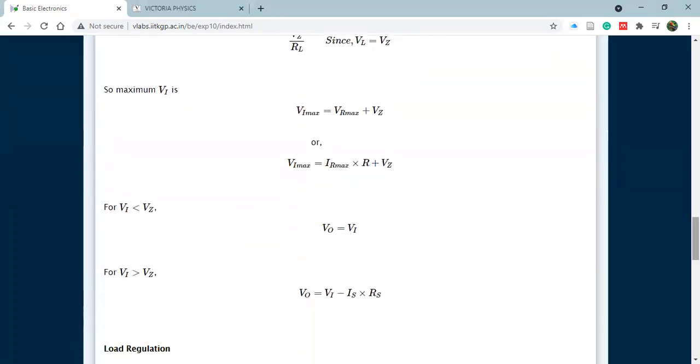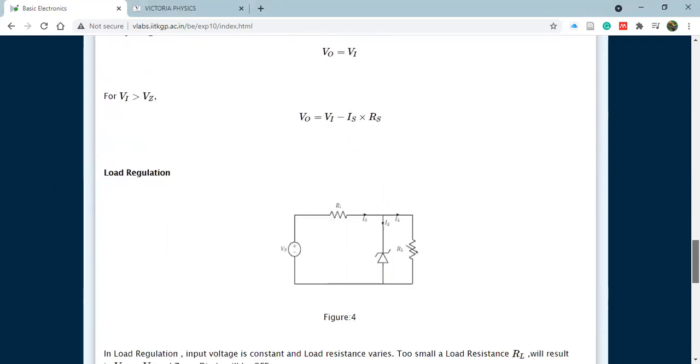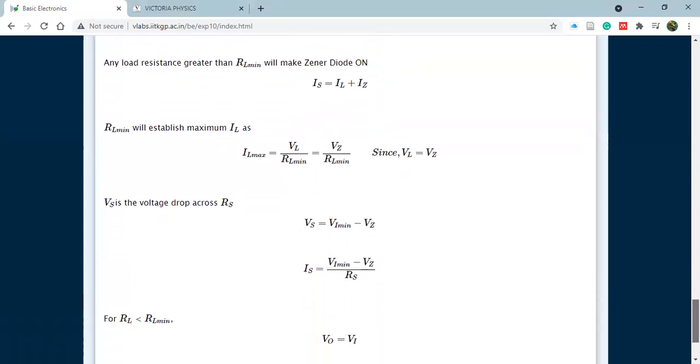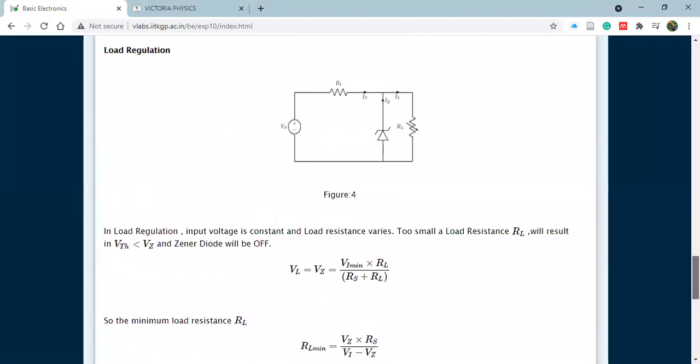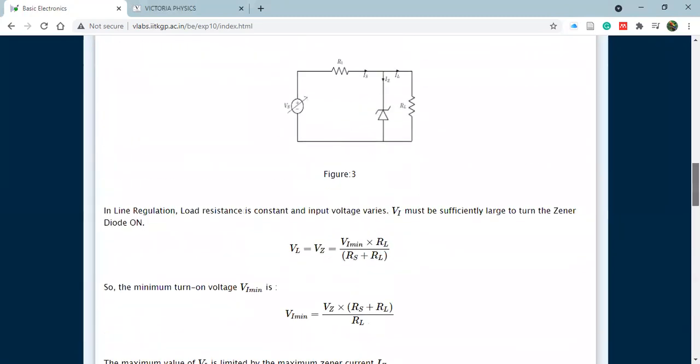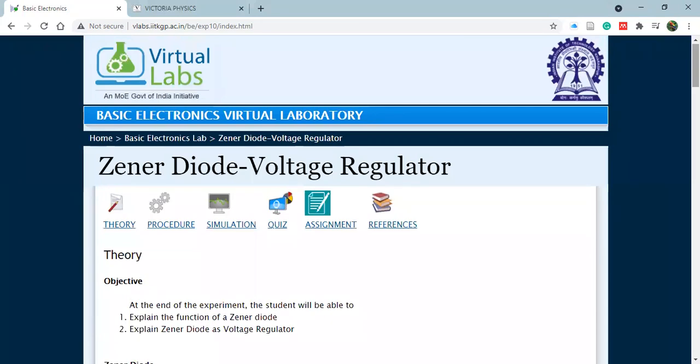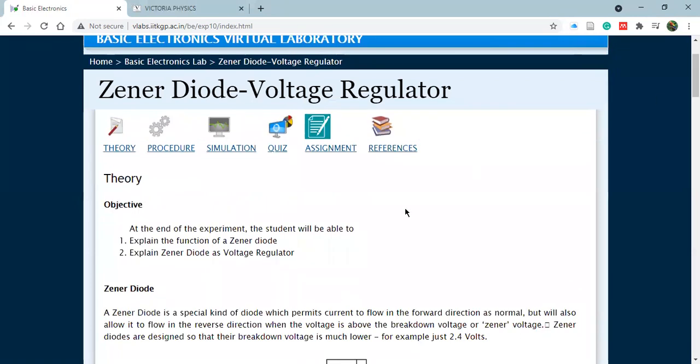You have to do the calculations using these formulas when college opens and when you do the practical in your college lab. So you have to write this entire theoretical section in your respective lab files. For the time being, when you're doing this experiment virtually, I would advise you to just go through this part once before starting the simulation so that you can understand what you are doing, okay?